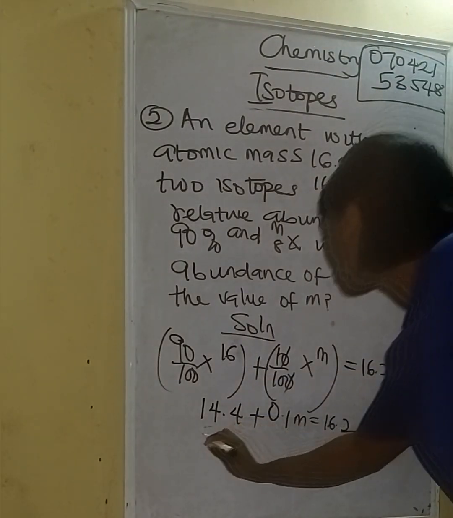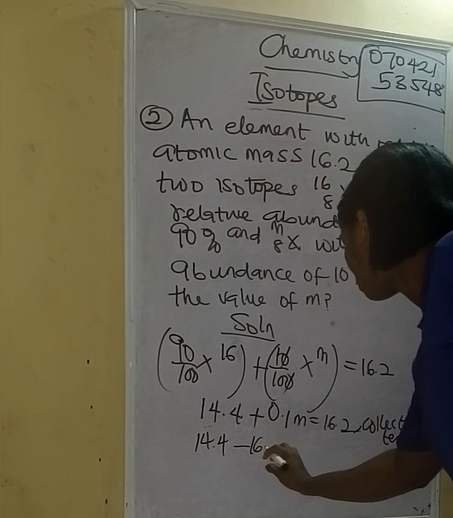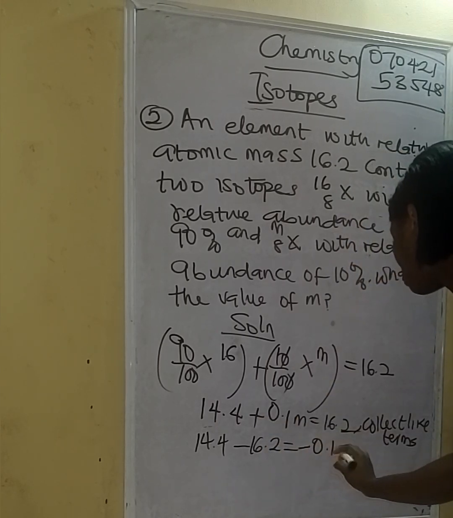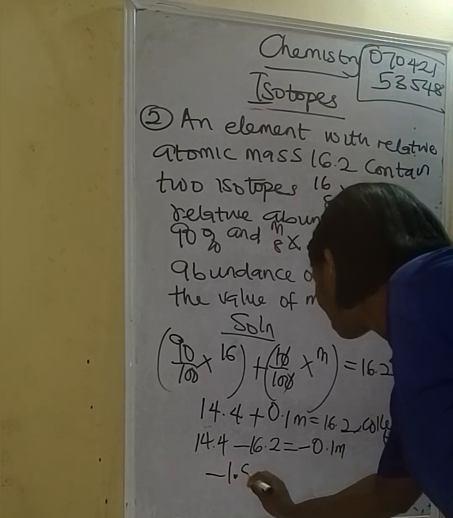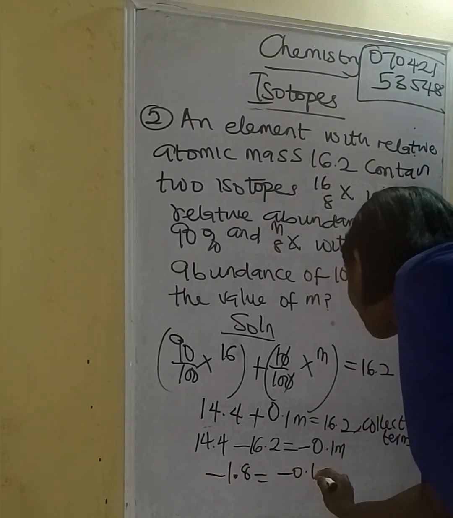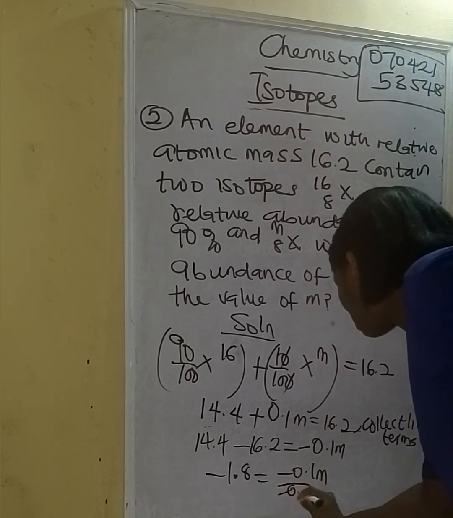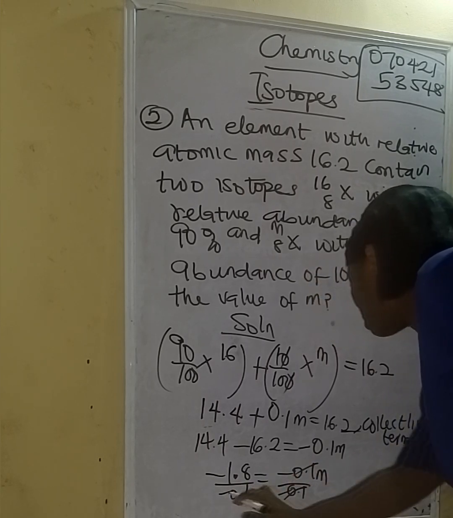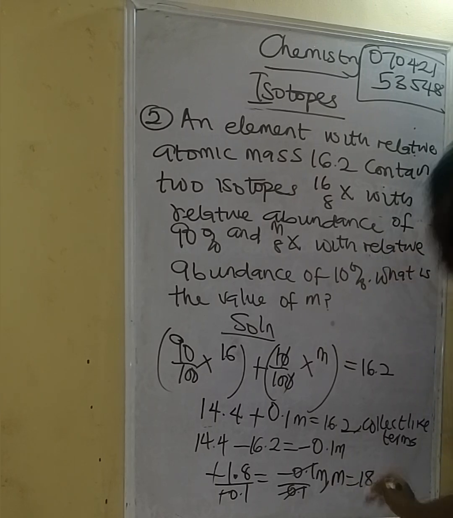So now that will be 14.4. This will move to this side and turn to minus 16.2, equals this one will move to this side and turn to minus 0.1 M. So 14.4 minus 16.2 gives minus 1.8, equals minus 0.1 M. Alright, so now we're going to divide both sides by minus 0.1. This cancels this, so our M is equal to 18. Our M is equal to 18, as simple as ABC.